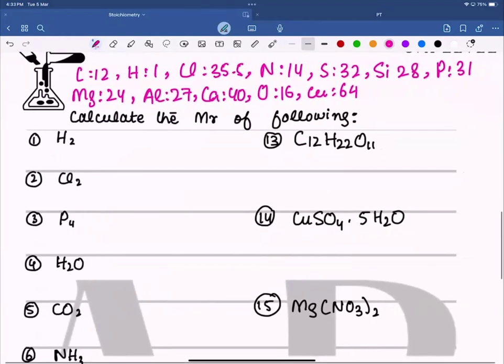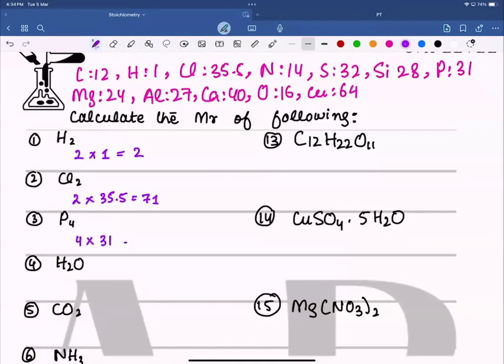Okay, if I start from H2, the easiest one, it is going to be 1 times 2 gives you 2. We are doing the number of atoms and then the mass AR. So it's 2. There are 2 chlorines, and the AR of chlorine is 71. Then there are 4 phosphorus. So 4 times 31, 124.